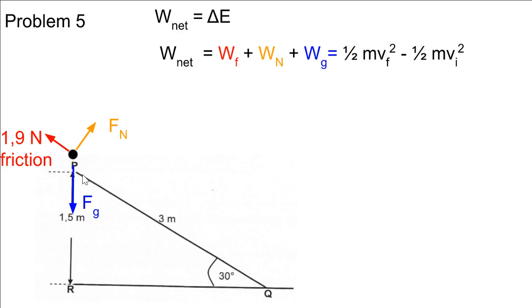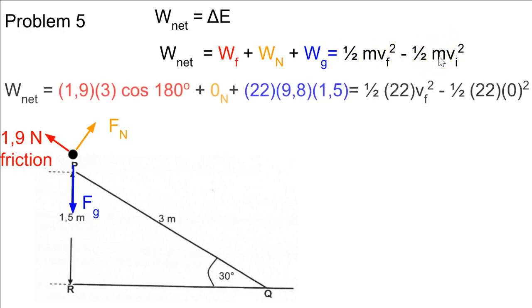Okay, so we can elaborate a bit on our equation. Net work done is equal to the work done by the friction force plus the work done by the normal force, which by now we know is 0, plus the work done by the gravitational force, and that is going to be equal to the final kinetic energy minus the initial kinetic energy. Okay, so let's go and fill in some of these values.